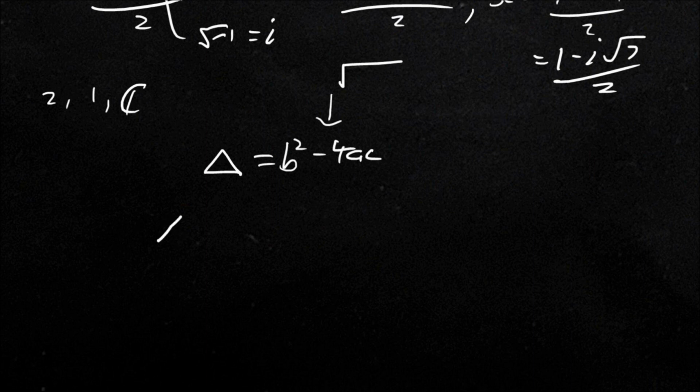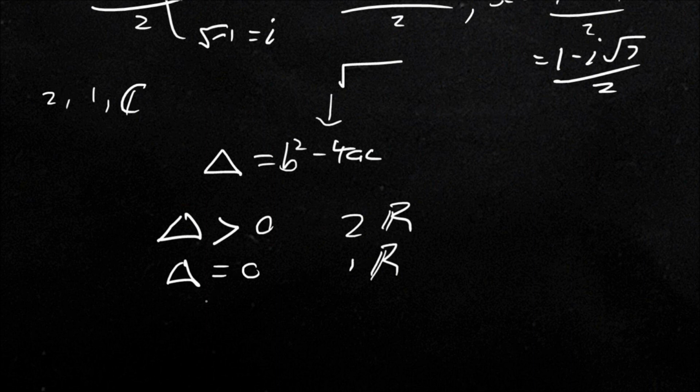So if delta is greater than 0, we know there'll be two real answers. If delta is equal to 0, we know there'll be one real answer. And if delta is less than 0, we know that there will be complex answers.